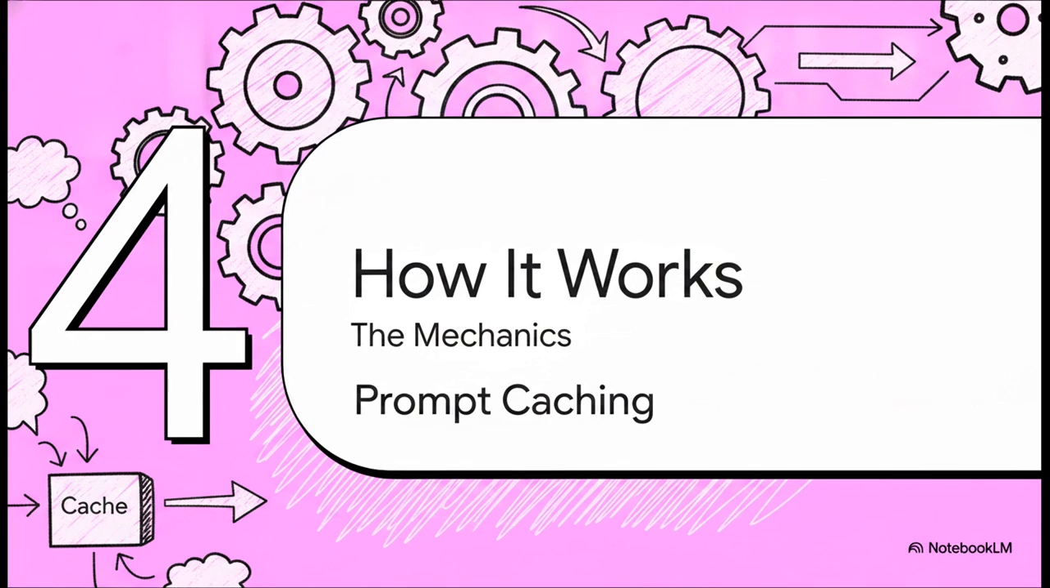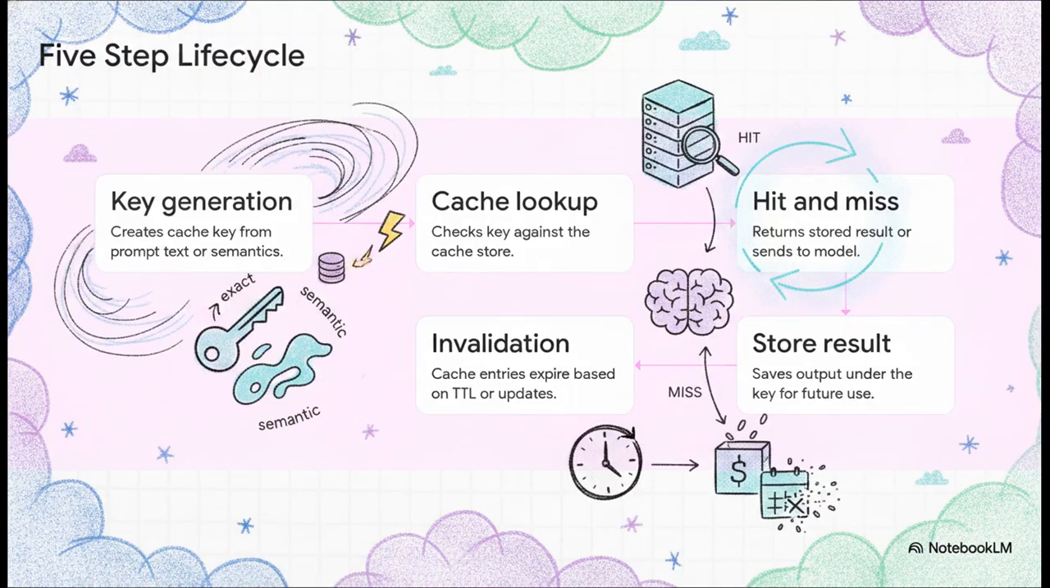Let's slow down for a second and break down the actual mechanics of how this happens under the hood. There's a 5-step lifecycle at play here. First is key generation. When a prompt is submitted, the system creates a cache key. What's really fascinating is that this can be an exact match cache using the literal text and parameters, or it can be semantic caching, generating an embedding to find semantically similar entries. That means you can reuse a cache even if a user slightly tweaks their wording.